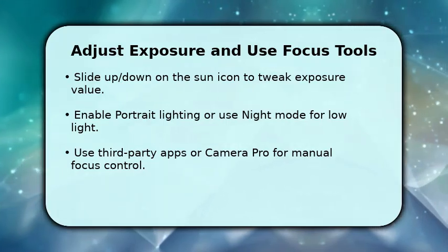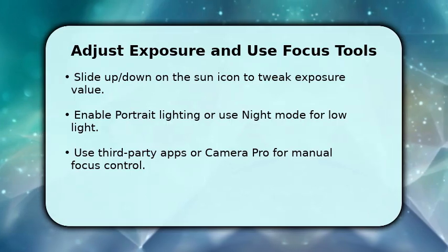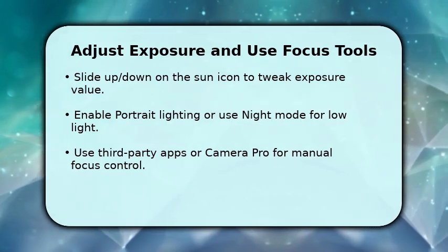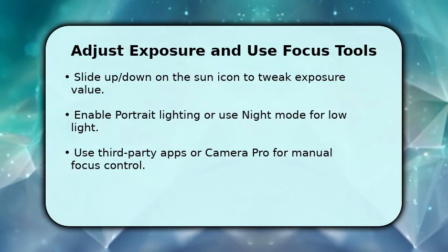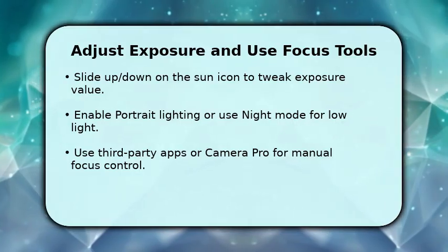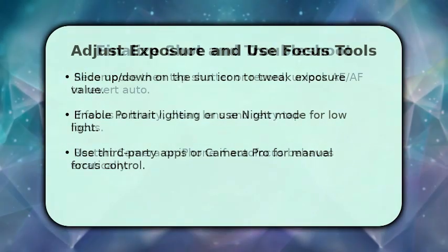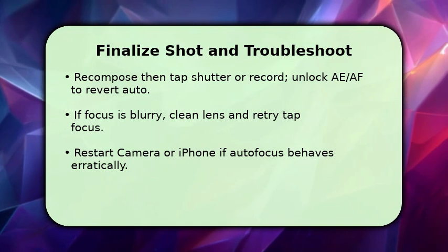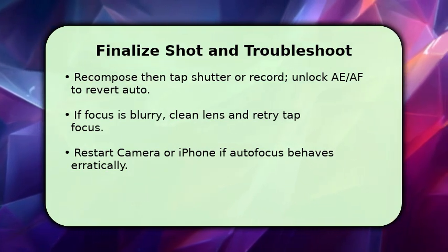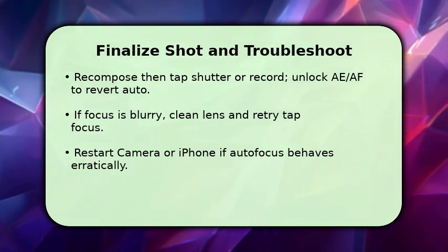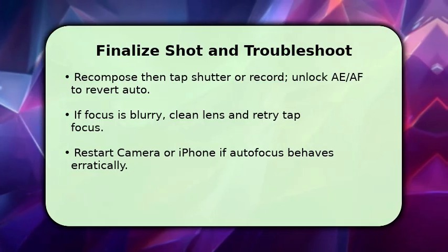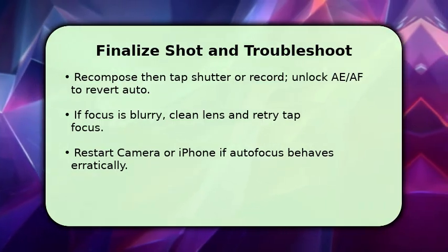If you want precise manual control, open a third-party app or Camera Pro that exposes a focus slider. Use it to set exact millimeter focus instead of relying on auto. Recompose your shot once focus and exposure are set, then tap the shutter or start recording. To return to automatic adjustments, tap anywhere to clear AE/AF lock.